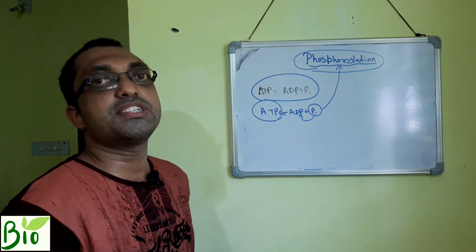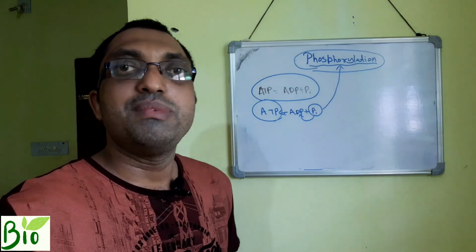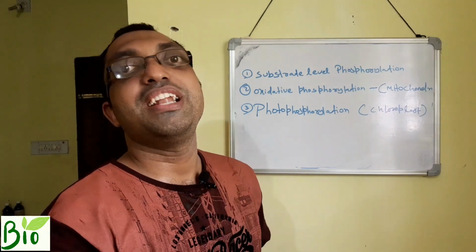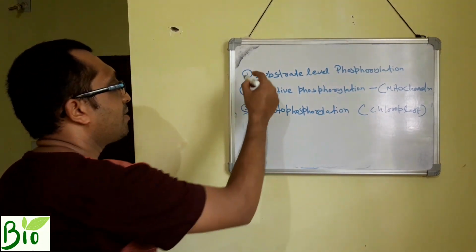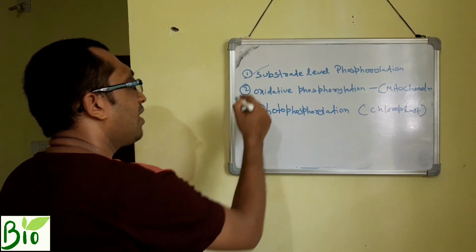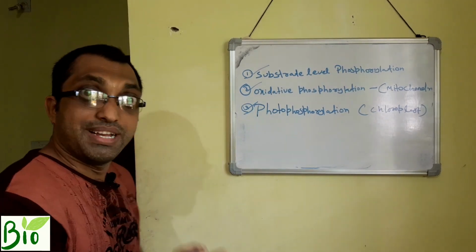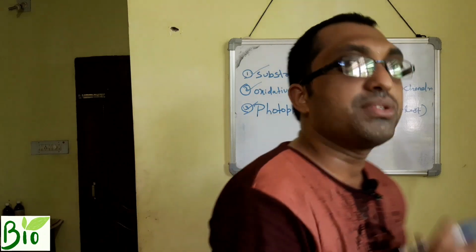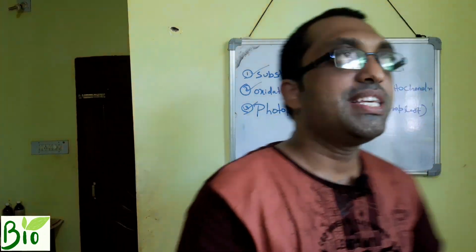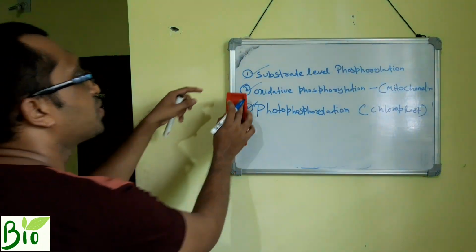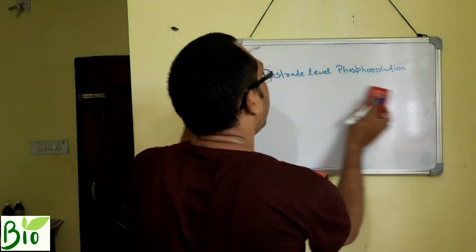We will now see how many types of phosphorylation process there are. They are substrate level phosphorylation, oxidative phosphorylation, and photophosphorylation. We will gradually learn these processes. First I will explain substrate level phosphorylation.